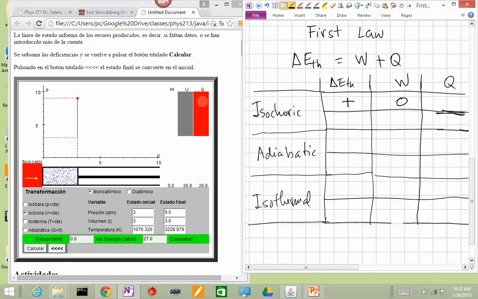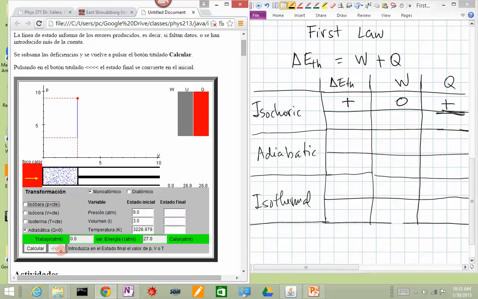So all this heat that goes into the system goes into the thermal energy of the system. So this is positive. Now let's see what happens for the inverse process, where you start at 9 and finish at 3, right? So this is the other process.